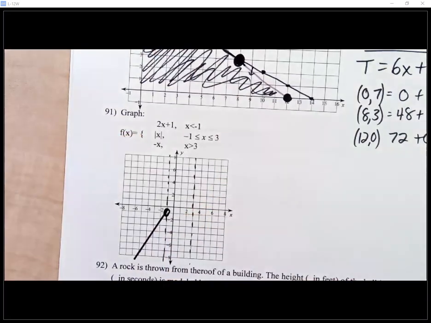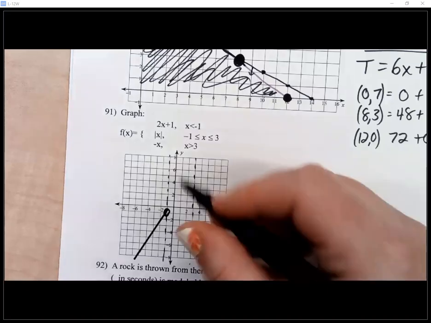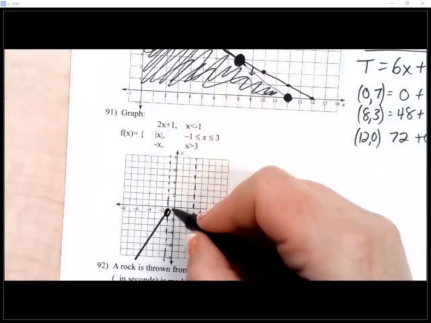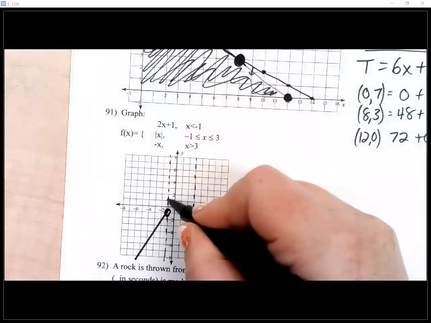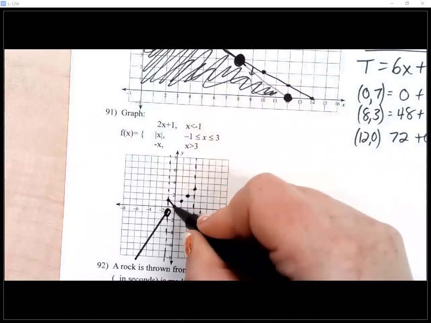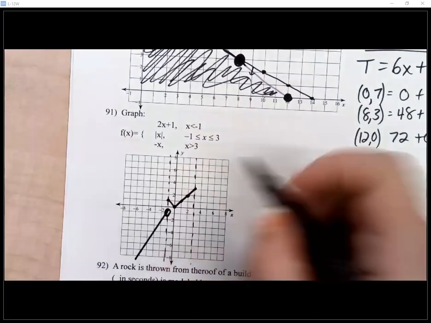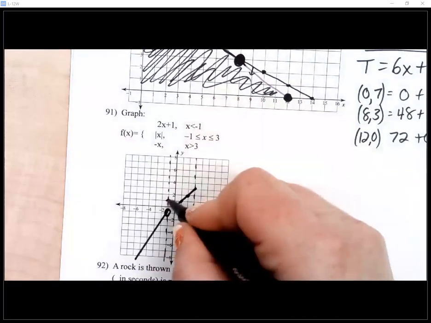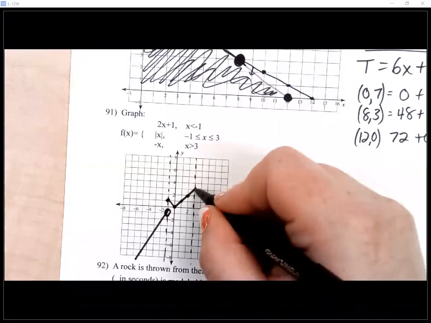What does the absolute value of x look like? What kind of graph, what shape is it? The V shape, right? Absolute values are V shapes. So if you remember, absolute value of x just starts at the origin and just goes up 1 over 1. And then I just do the other thing, right? It's just a V shape like that. So when I hit -1, it should be a closed dot. When I hit +3, it should be a closed dot. So there's the middle section.